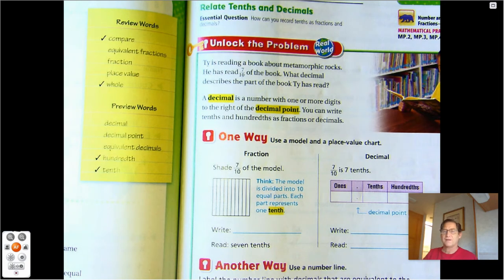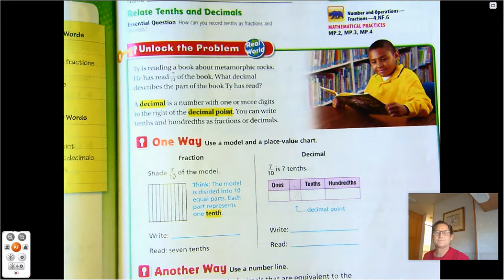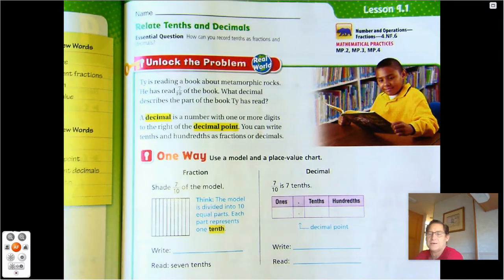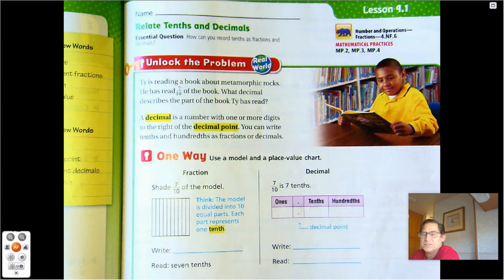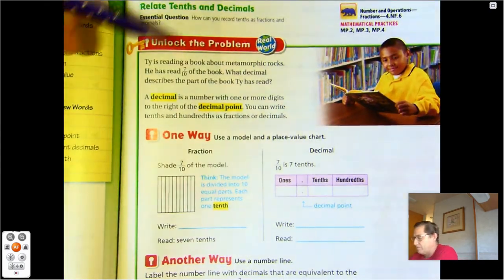Hello, everybody. So we're going to start our lessons in Chapter 9 with relating tenths and decimals. So in other words, we're going to be relating fractions and decimals. All right, so how can we record tenths as fractions and as decimals? All right, so let's look at the Unlock the Problem.